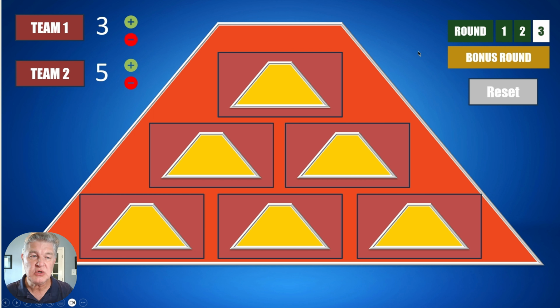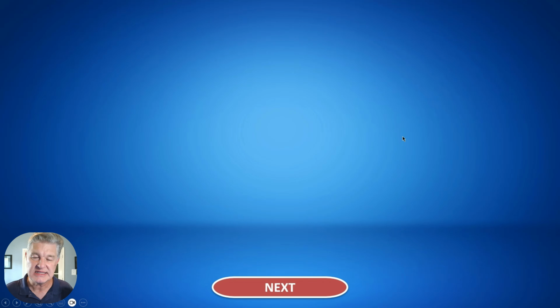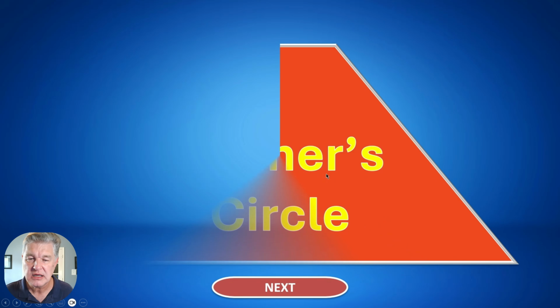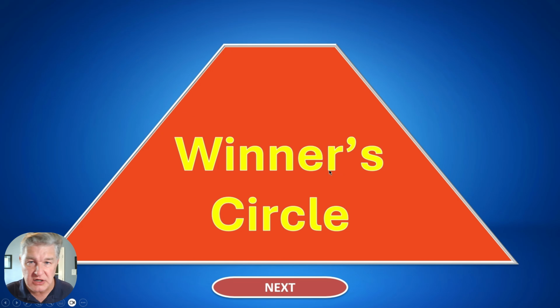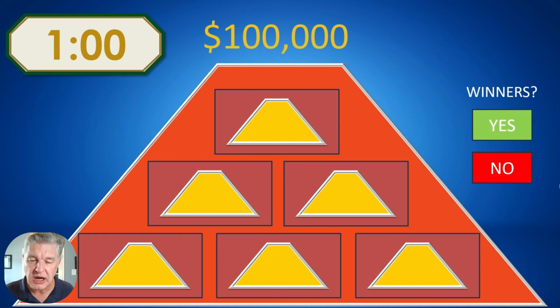Now, once you are finished with the regular rounds and you have declared a winner, you say, oh, okay, team 2, they have the most points. Now the winning team gets to go to the bonus round. So if I click bonus round, it's going to take me here to the winner's circle. Yay. All right. So now in this bonus round, this is where they get to earn the big money.